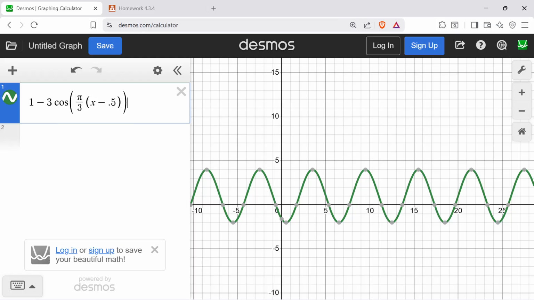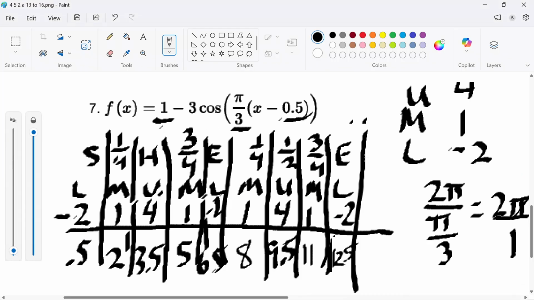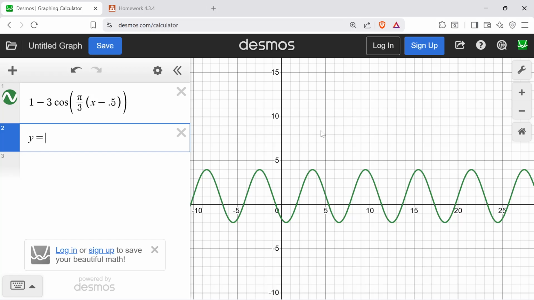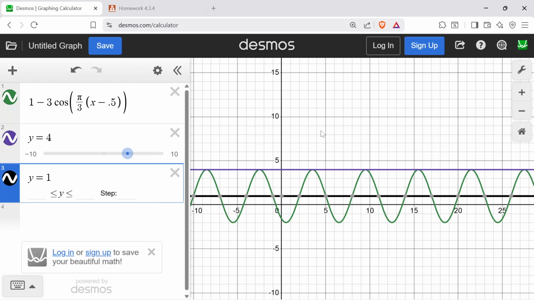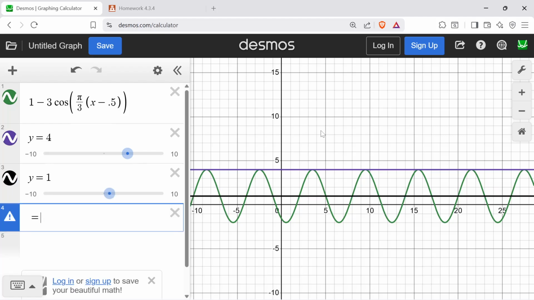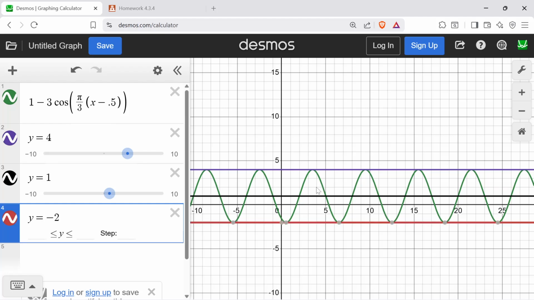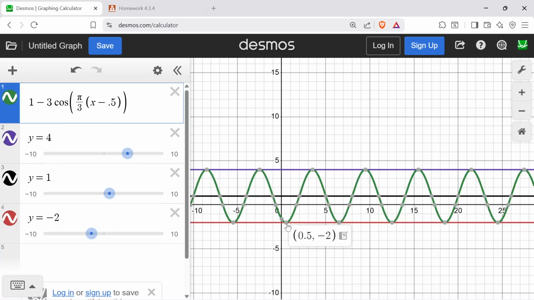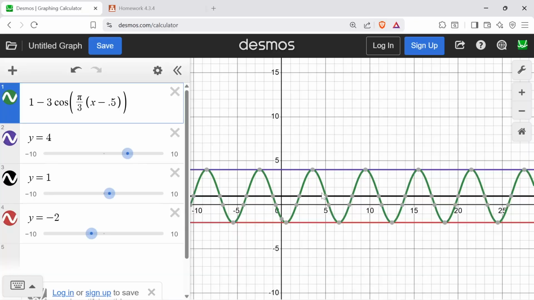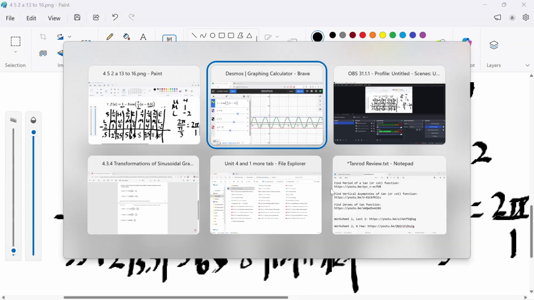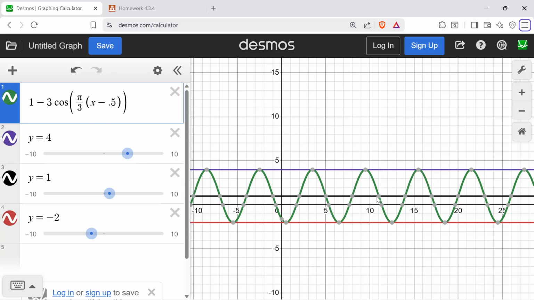And I will put my high point, which is upper, y equals 4, midline, y equals 1, and low, y equals minus 2. And you shall see now that at 0.5, it's at minus 2, and then at 2, it's at 1, and 3.5, it's at 4, and 5, it's at 1.